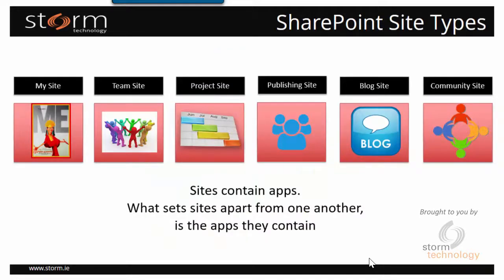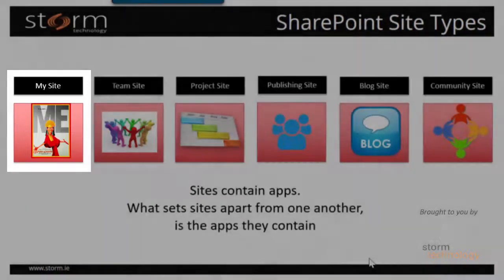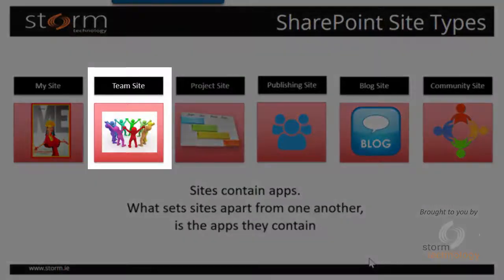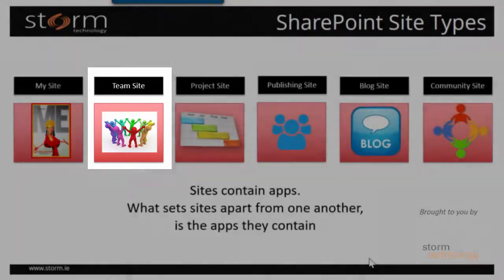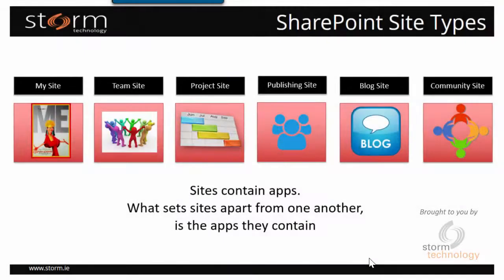What sets sites apart from one another are the apps that they contain. So we have a My Site, which is your own personal site, and everyone in the organisation can have their own My Site. We have a team site which has apps that help a team to work together, such as a document library. We have a project site which contains apps to assist a project team in collaborating. The project site will contain a document library and it'll also contain a calendar and a tasks app.